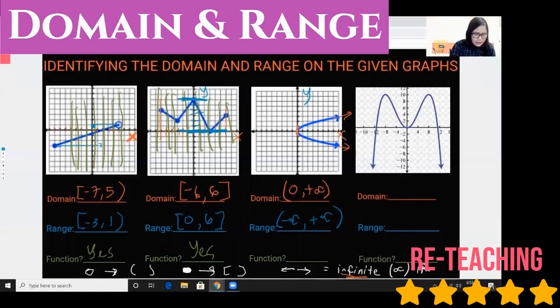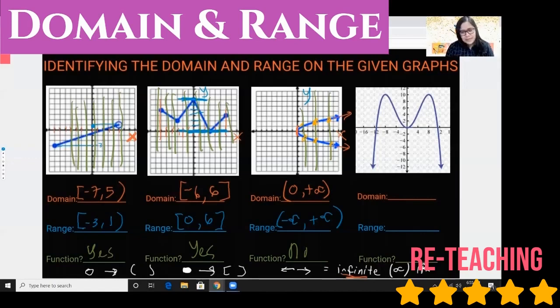Now, let us have a vertical line test. If you're going to draw a vertical line, take note of this one. Look at it. Our second and third vertical lines touch the graph more than once. So if it is more than one, is it a function or not? Perfect. It is a non-function, because it touched the graph more than once in the vertical line test. Just to remember what you have learned in the previous video. Very good.